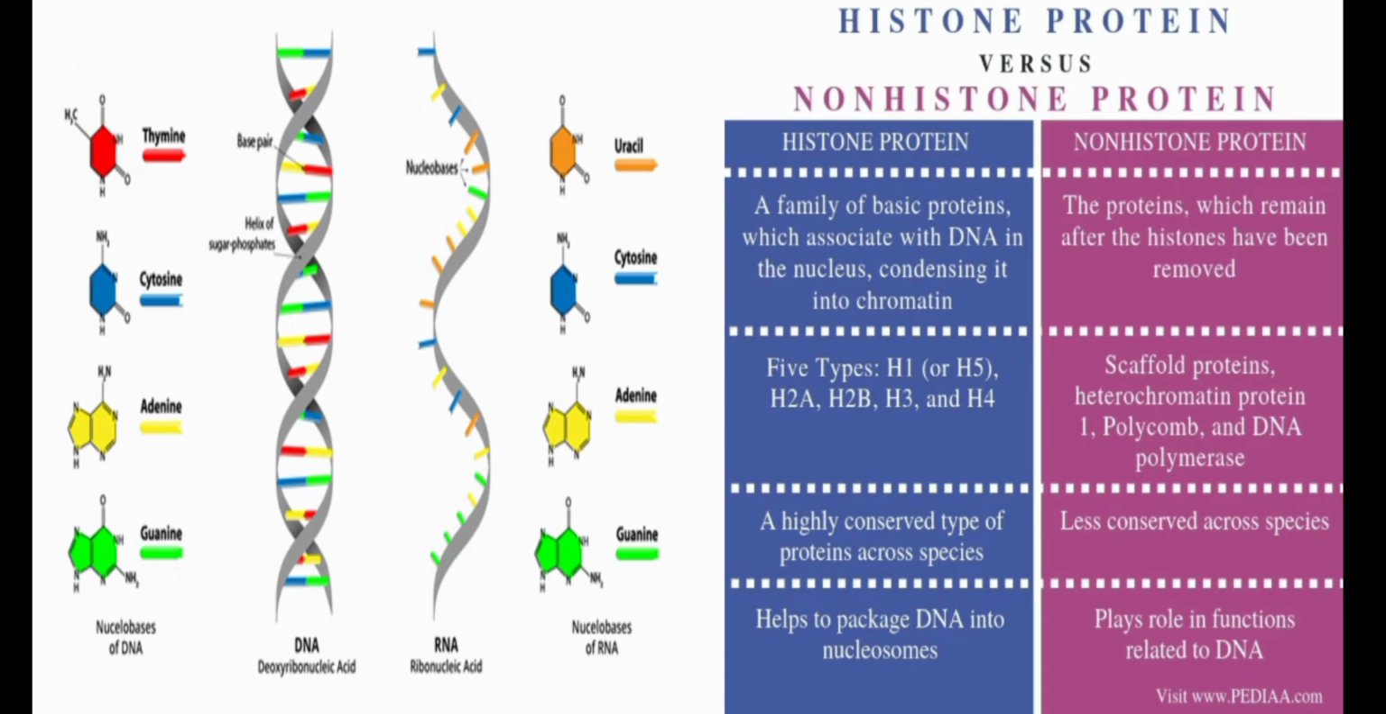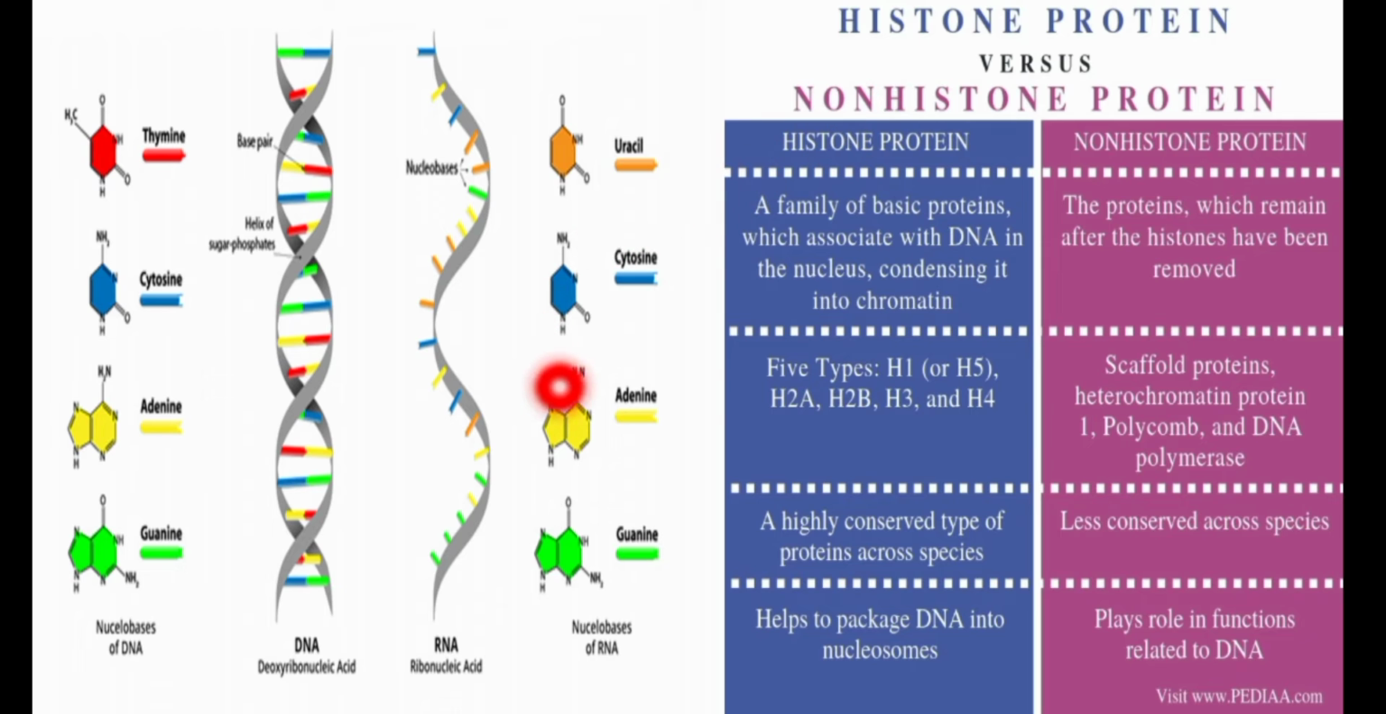Now these are some of the nucleobases of the DNA. The differences are that DNA has a double helical structure and RNA has only a single helical structure. The nucleobases are thymine, uracil, cytosine, adenine, and guanine. So these are the nucleobases of RNA and these are the nucleobases of DNA.